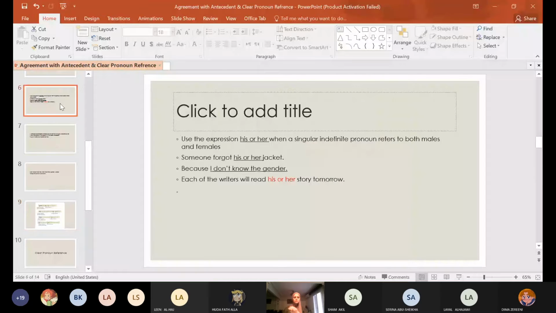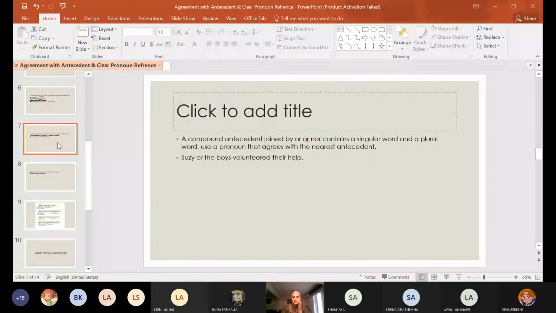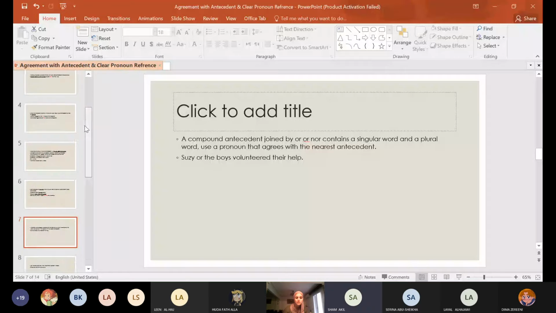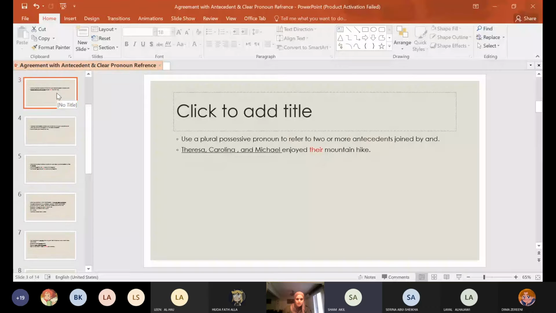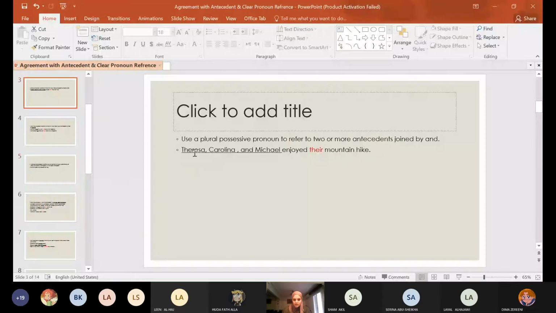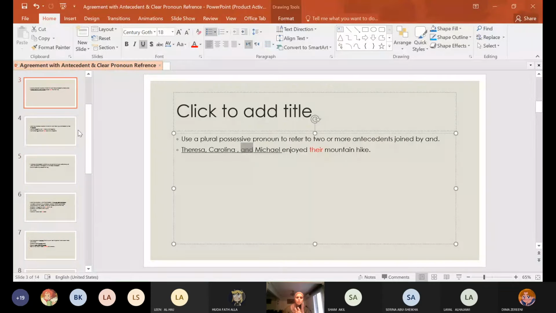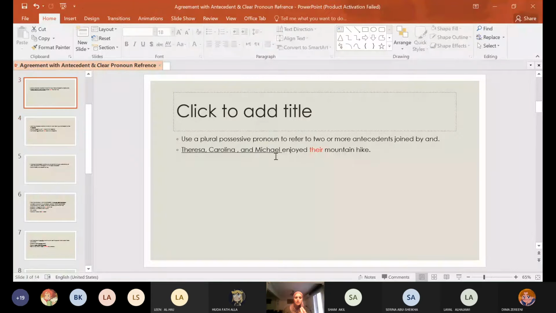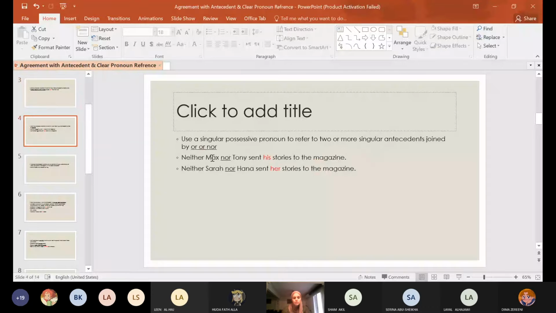Here we said we'll take his or her when I don't know the gender. A compound antecedent joined by or or nor contains a singular word and a plural word. When they are joined by and, singular or plural, I take plural. When they are combined with or or nor and they are singular, I take singular.